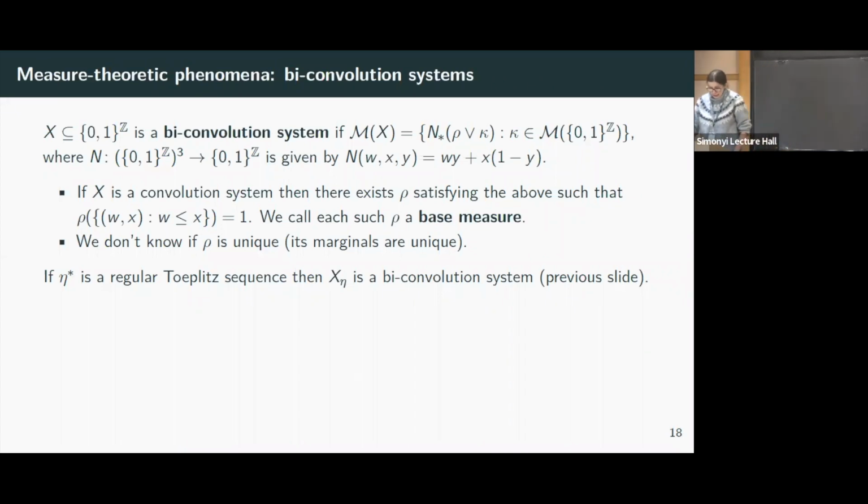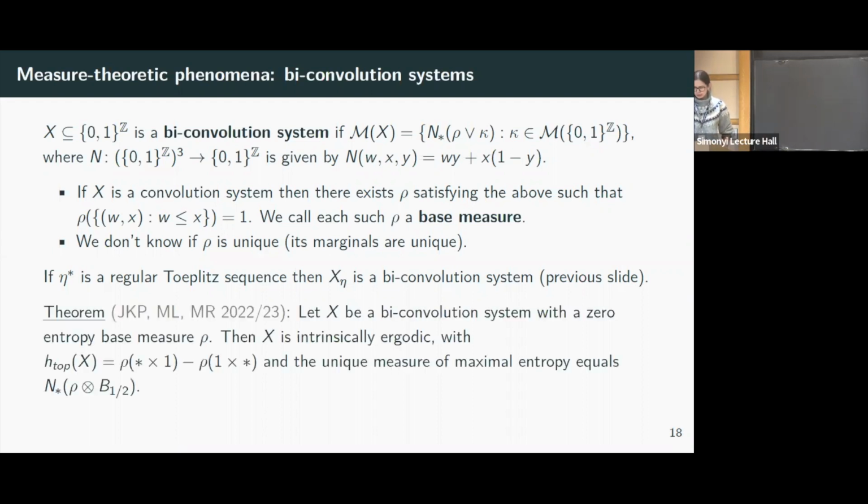Okay, so if eta is a regular Kaplan sequence, what I showed you on the previous slides was that X eta is actually a biconvolution system. And as you can guess, there is a similar result to that for convolution systems, namely that if you have such a system with 0 entropy base measure, then it will be intrinsically ergodic, you know what the topological entropy is, and so on.